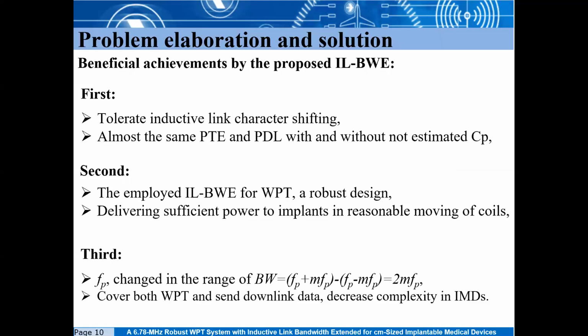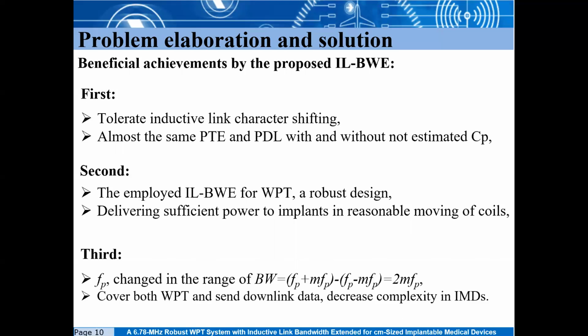Beneficial achievements by the proposed inductive link bandwidth extended for the WPT system are: compared with conventional WPT systems, it can tolerate inductive link character shifting, resulting in almost the same PTE and PDL with and without unestimated parasitic elements. In addition, due to tissue-surrounded implants, contrary to the traditional WPT system, the employed ILBWE for WPT is a robust design. Therefore, it can endure considerable misalignment between TX and RX coils.